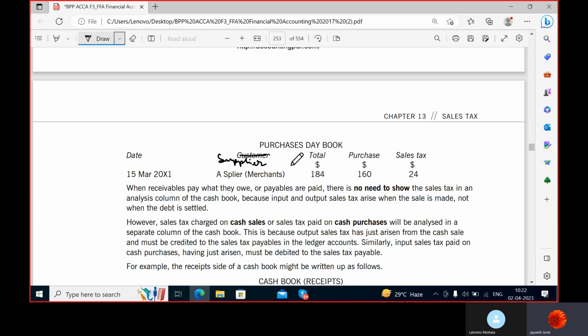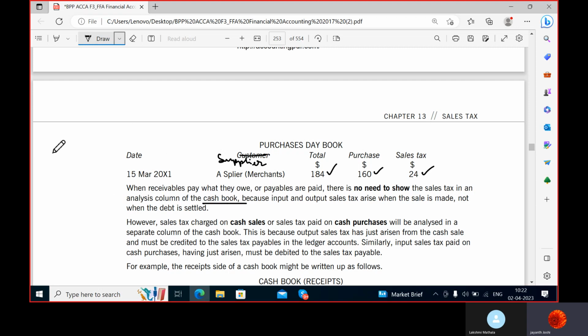Now we have purchased certain goods from a supplier. We had made a total payment of $184, but we understand that among this, 160 is only the cost of purchase, 24 is the sales tax. So that is to be shown separately. Now, when receivables pay what they owe or payables are paid, there is no need to show the sales tax in an analysis column of the cash book.